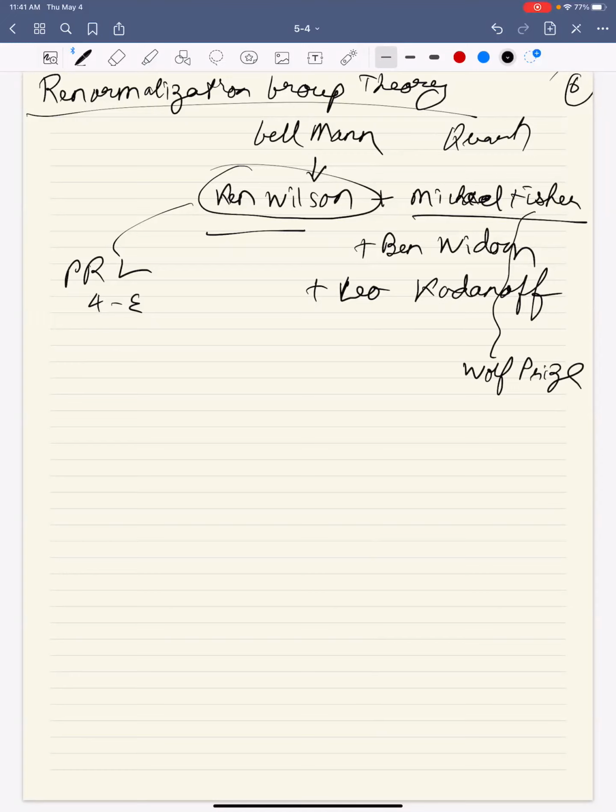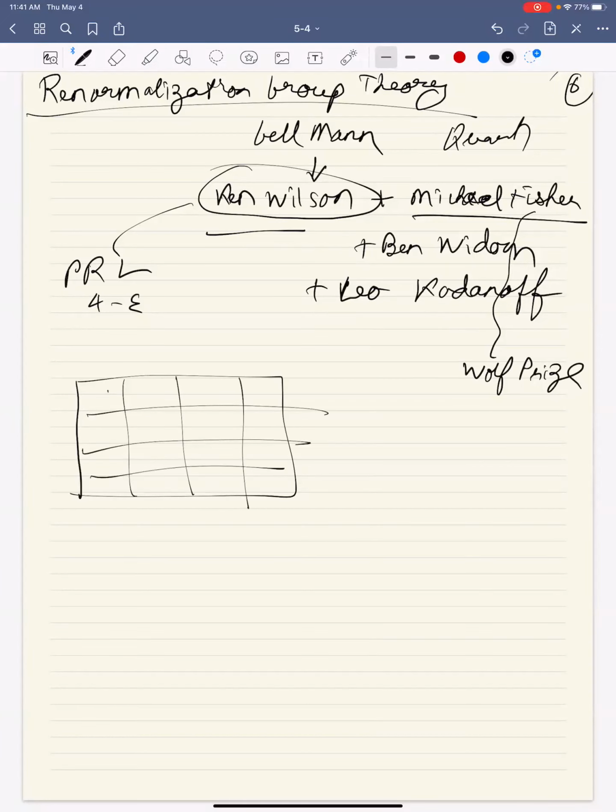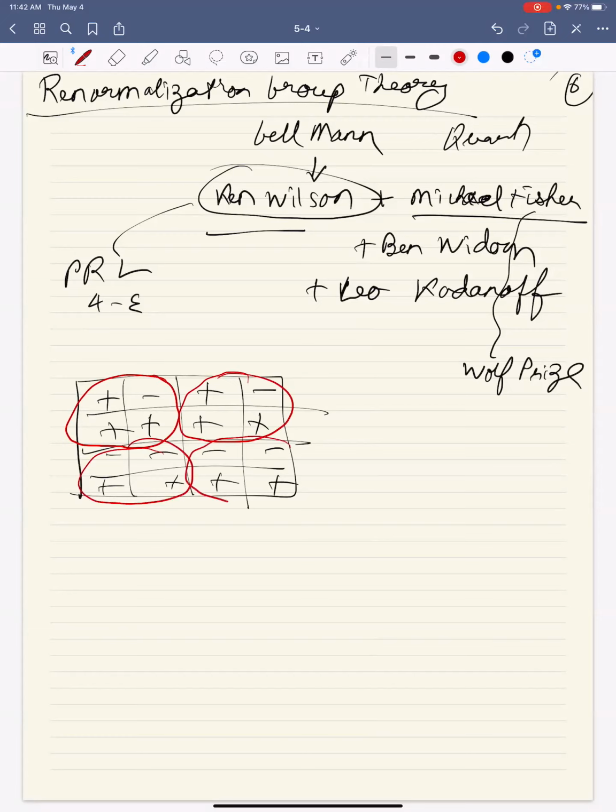The idea was, let's think about a 2D Ising model, okay? So you have plus, minus, plus, minus, plus, plus, plus, plus, minus, minus, minus, whatever, right? Some arrangement of spins, up, down, whatever you want to call it. So the idea was you could look at one spin at a time, right? But how about you look at blocks of spins at a time? So don't look at one spin at a time, but look at 4 spins at a time.